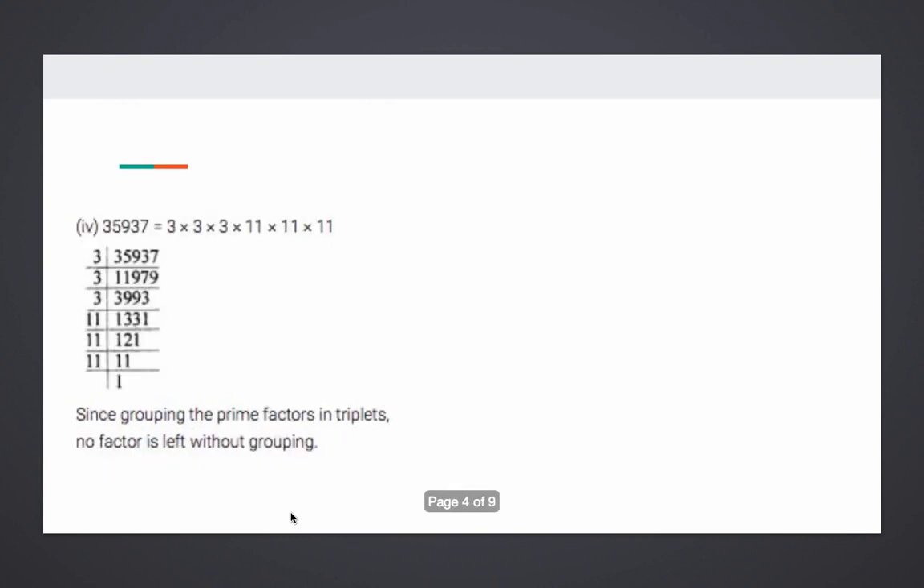where again we have to see the grouping of triplets, and then we have to tell whether it is a perfect cube or not. So let's see this part as well. Pay attention. What's the number? The number is 35,937. So again you will do the prime factorization.